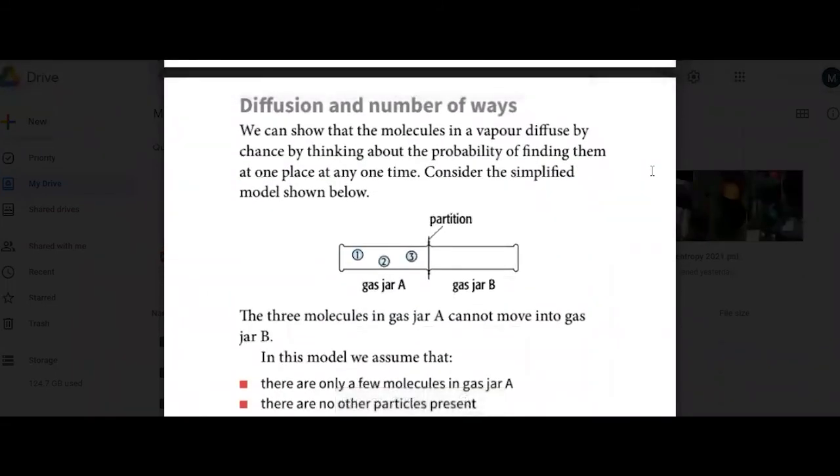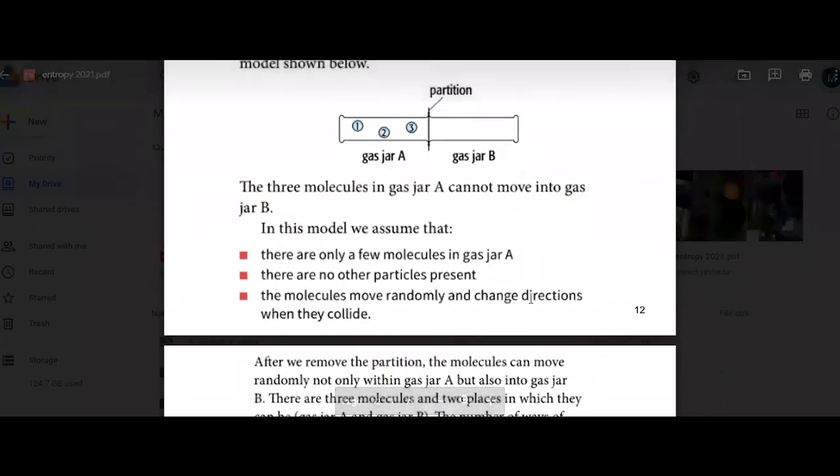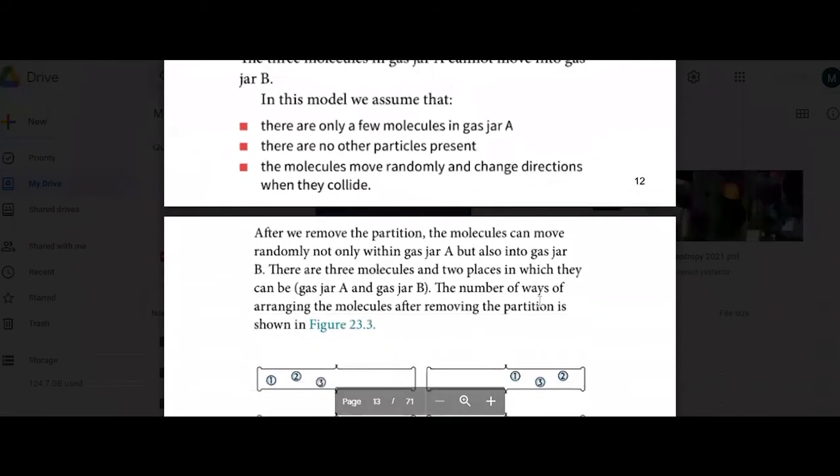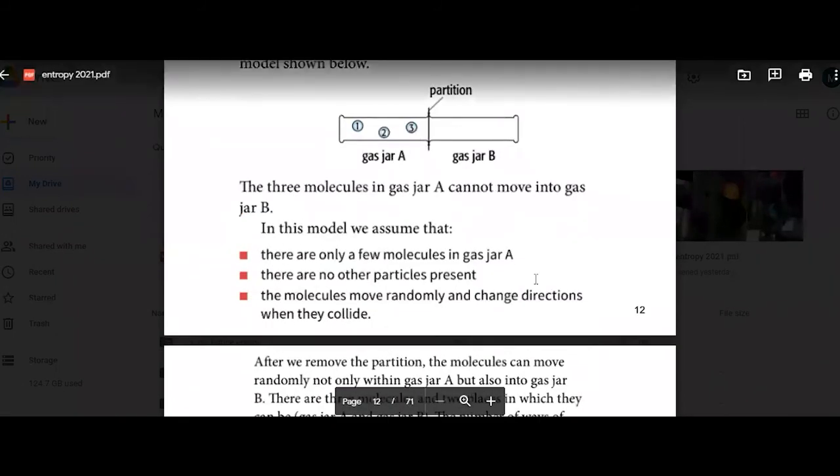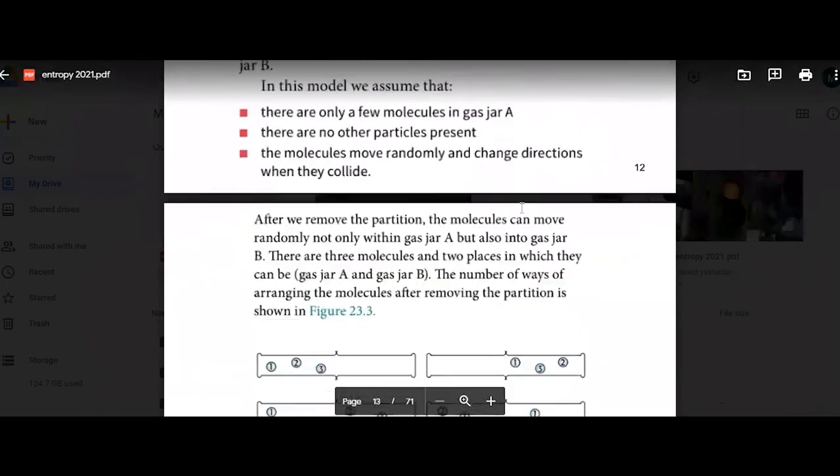Now let's look at diffusion and the number of ways. We can show that there are 3 molecules in gas jar A, separated from gas jar B by a partition. In this model, we assume that there are only a few molecules in gas jar A and no particles in gas jar B, and the molecules move randomly and change directions when they collide. After we remove the partition, what happens? The molecules can move randomly not only in gas jar A, but also into gas jar B.